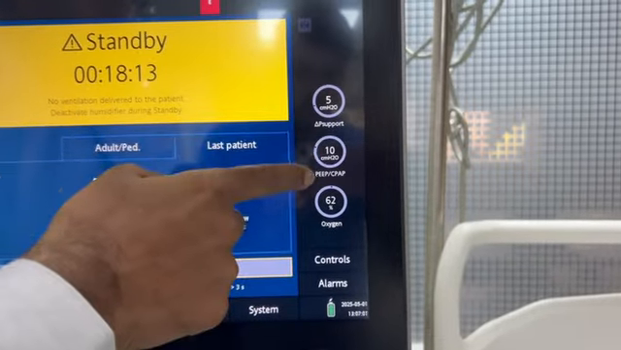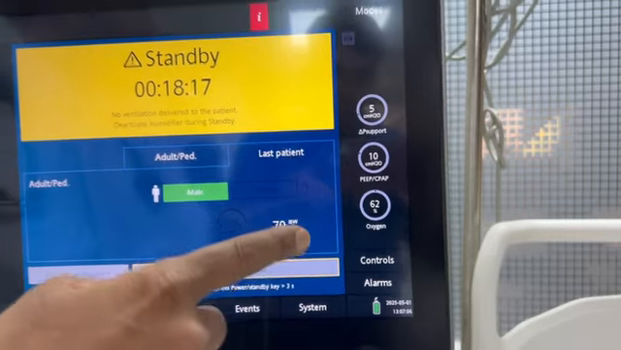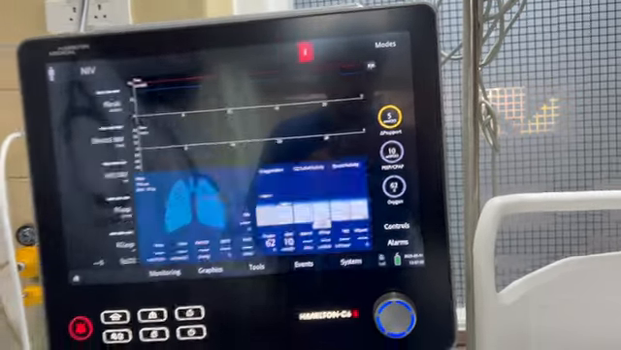So it's a PEEP of 10, that's the minimum PEEP I need to keep. And a delta PEEP of 5 means a total pressure support of 15. So now let me see what really happens when I start ventilation.